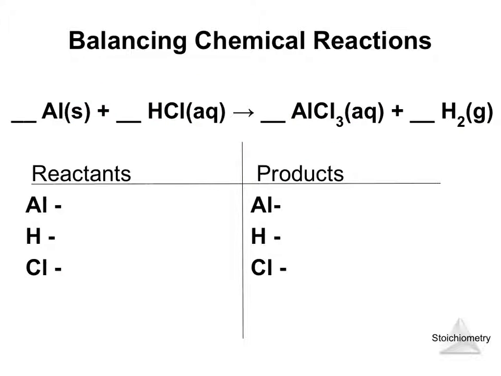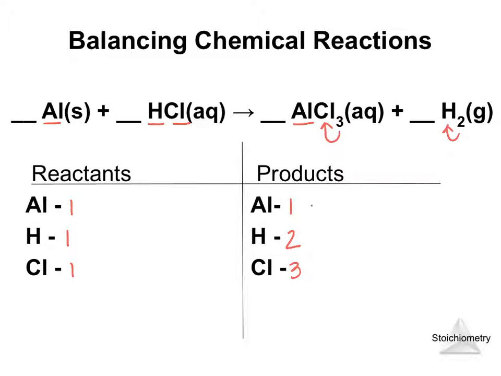So I'm going to count. I've got 1 aluminum, 1 hydrogen, and 1 chlorine on my reactant side. And I have 1 aluminum, 3 chlorine, and 2 hydrogen. Notice, you guys, that when I make my list, I've got the list in the same order, aluminum, hydrogen, and chlorine on both sides. So it's easy for me to compare back and forth. They're not necessarily in that order in my equation. That's okay, but this makes it easier.